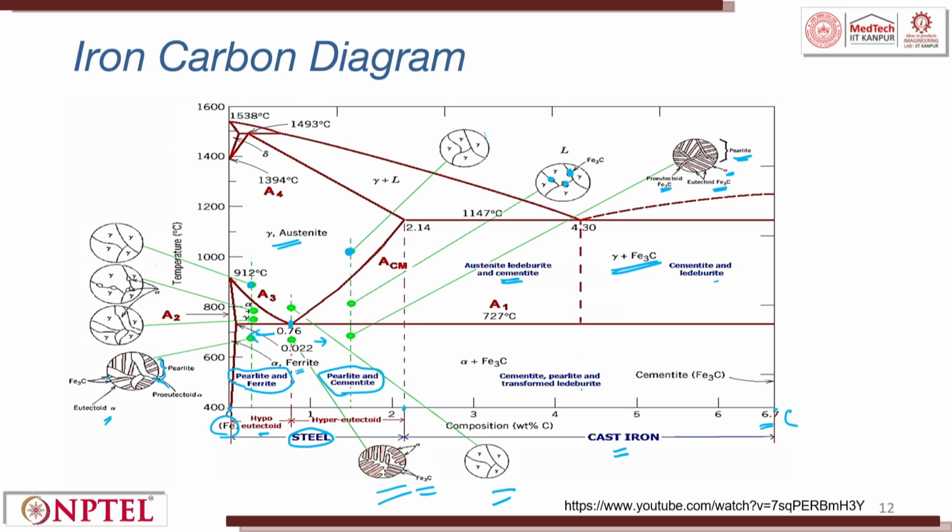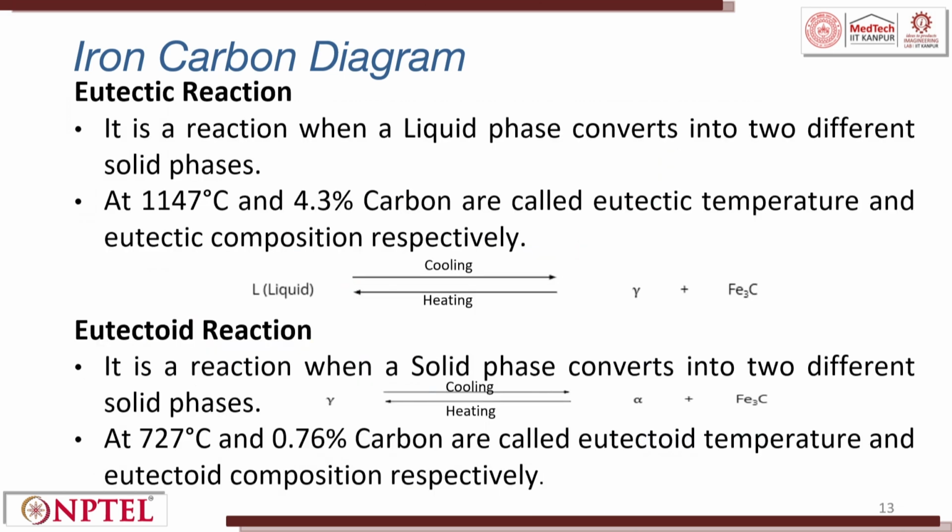When it goes below the temperature of 800 degrees Celsius, you get alpha plus Fe3C. At this point you get alpha plus Fe3C, which is cementite, pearlite and transformed ledeburite. This diagram clearly shows iron carbide with varying phase and composition, and what different types of microstructures can be formed. These are the two reactions, eutectic reaction and eutectoid reaction.